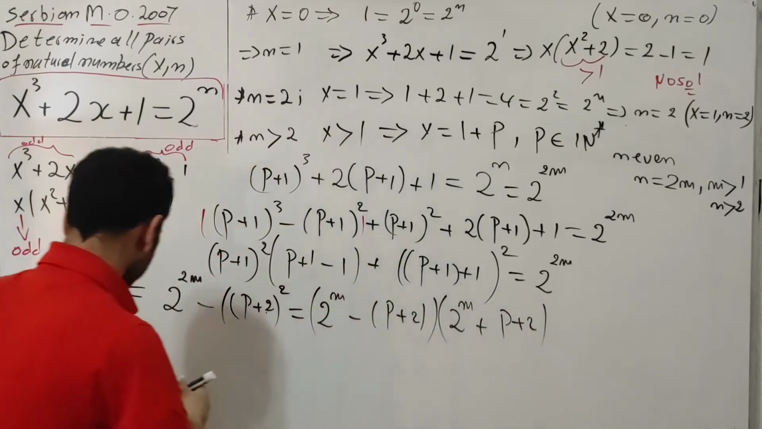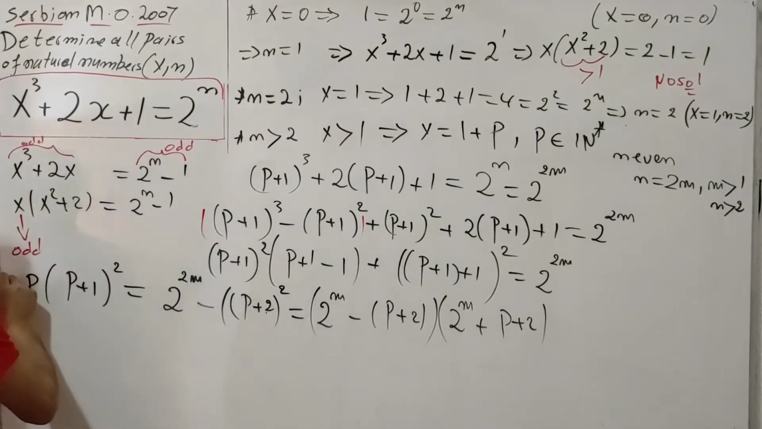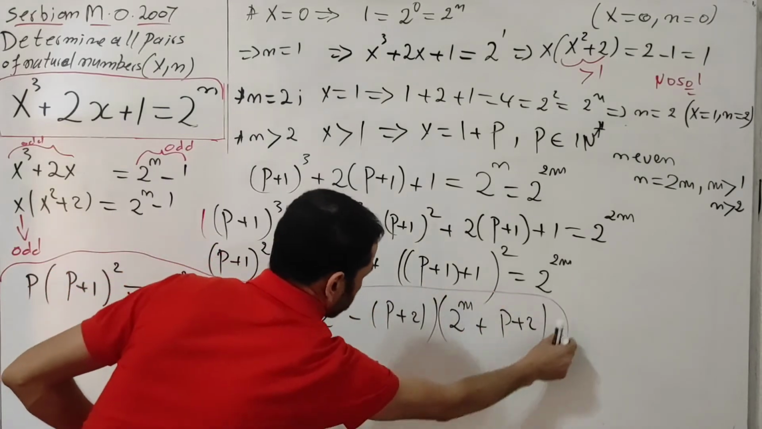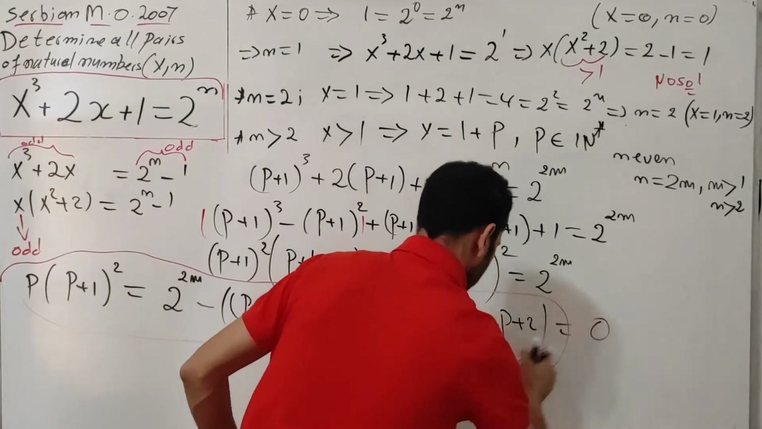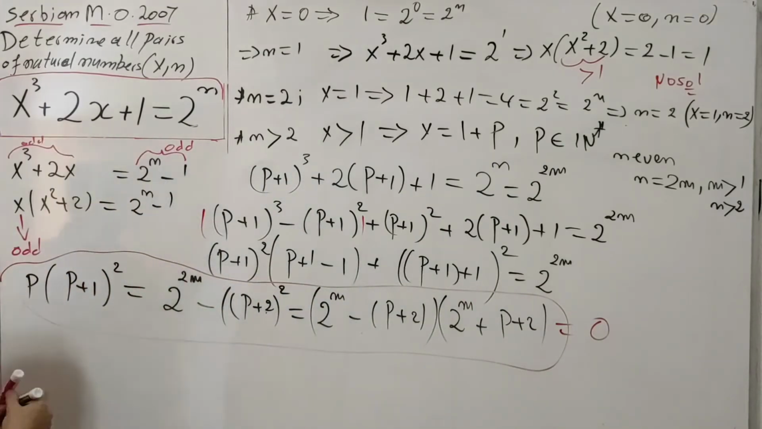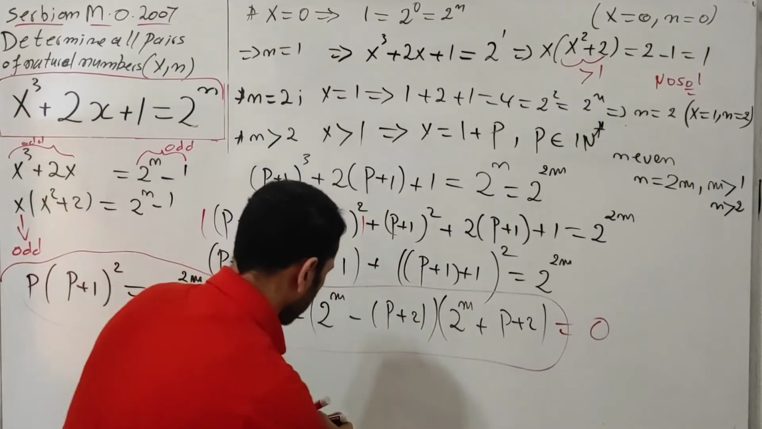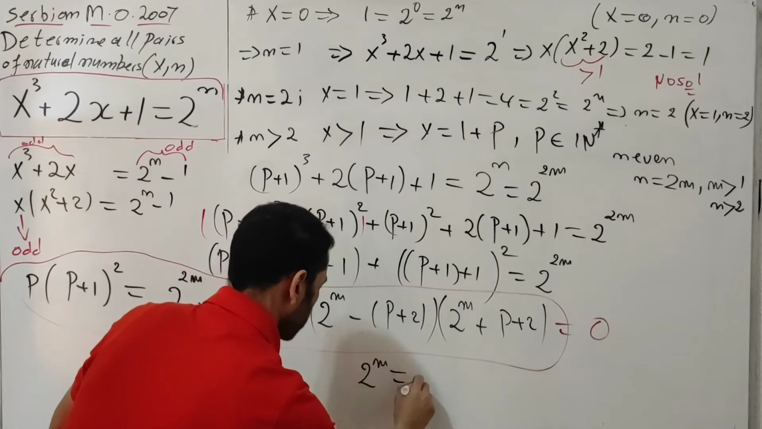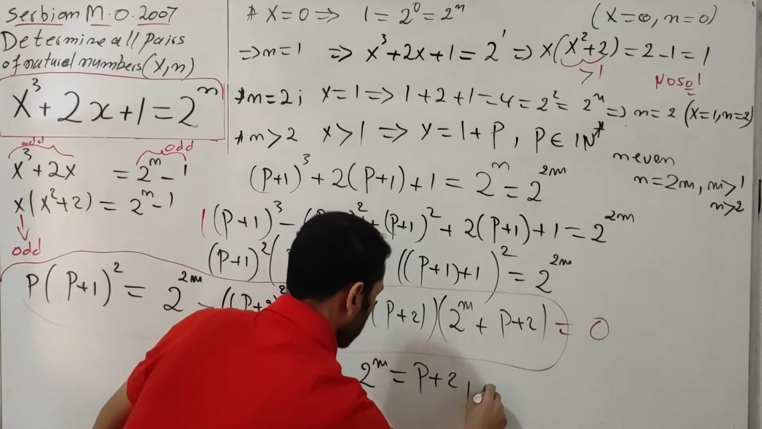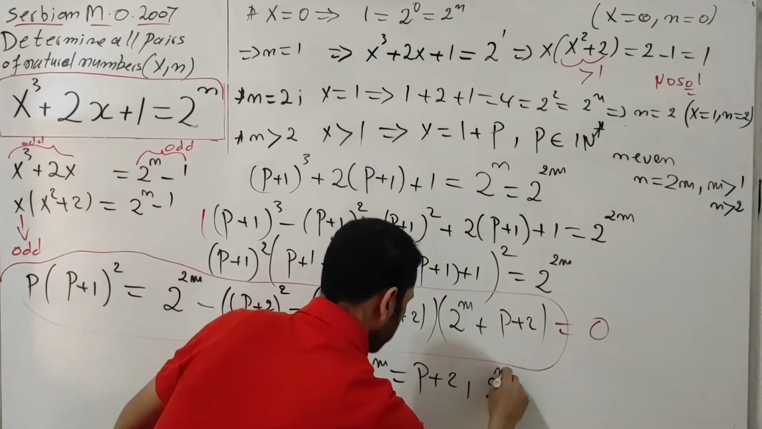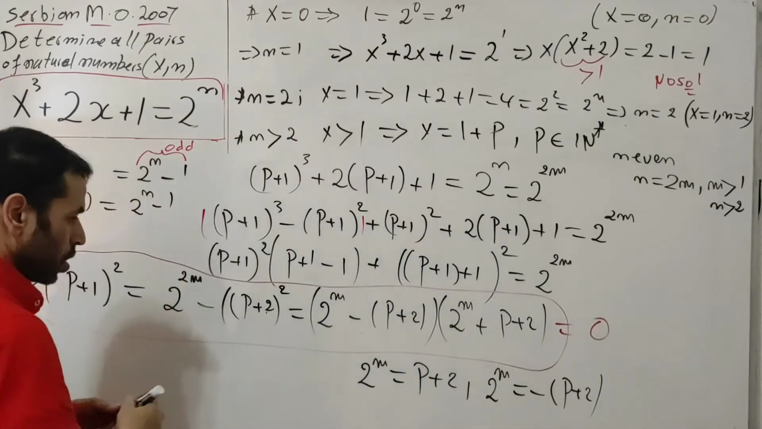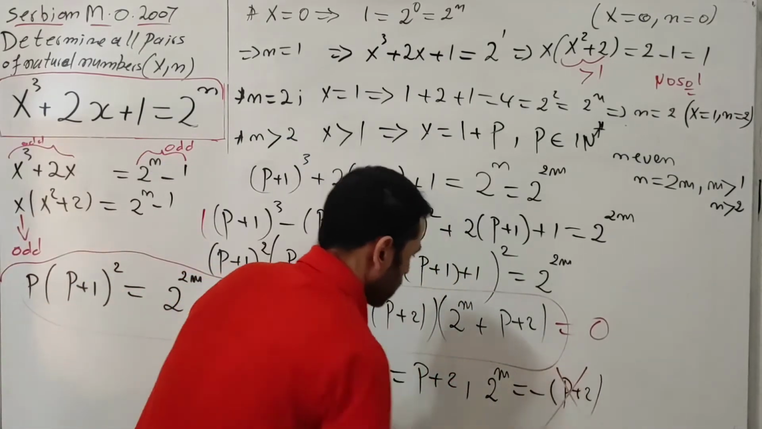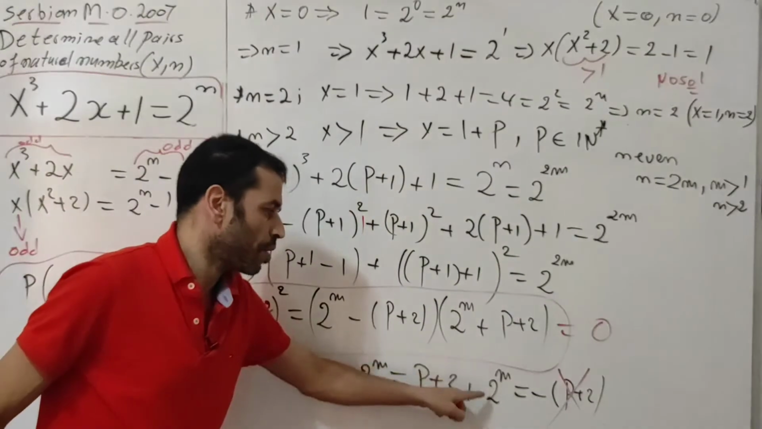Okay, very nice. Here I have a nice expression. By solving this equation by setting it equal to 0 and finding the roots, we'll have the following roots: 2 to the m equals p plus 2, and also 2 to the m equals minus p plus 2. This is impossible because 2 to the m is a positive number.